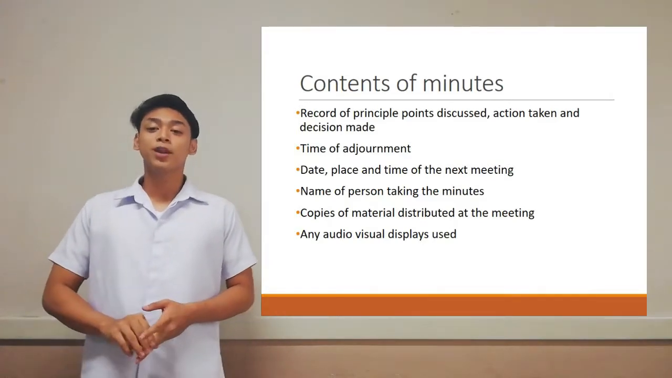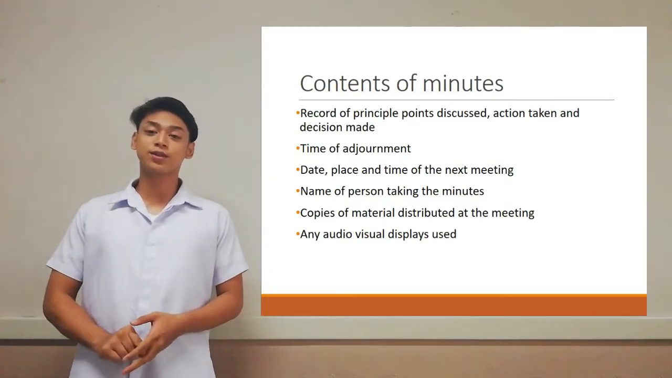Next one is any visual display used. For example, the PowerPoint presentation, video presentation, and so on. Next content is the approval of previous meeting minutes and all its resolutions. Then, record the principal points, discussion, action taken, and decisions made. And the last one is the time of adjournment, when and where the meeting ended.